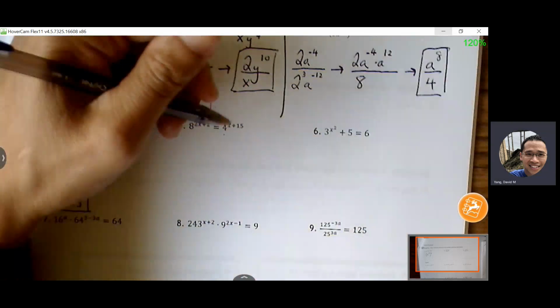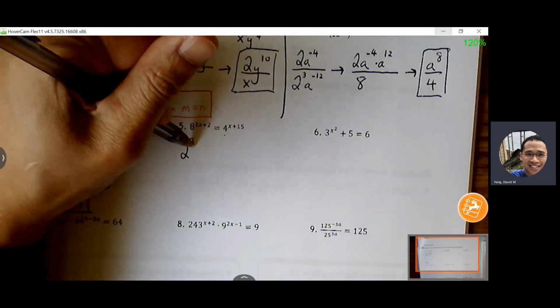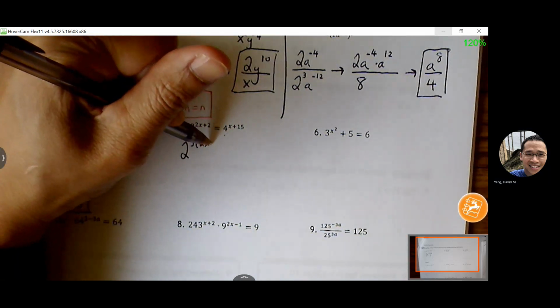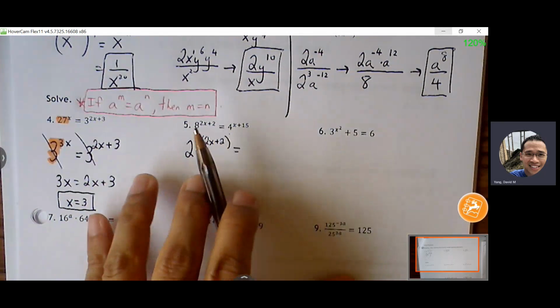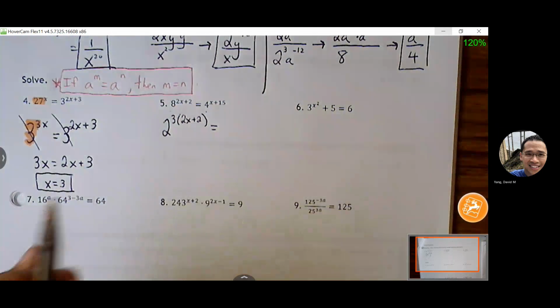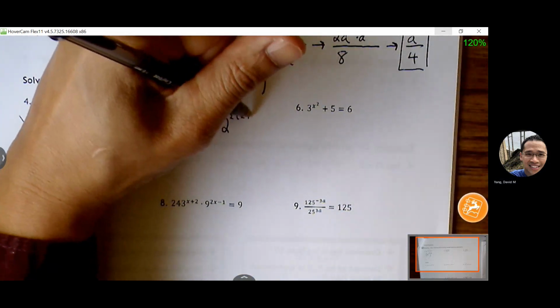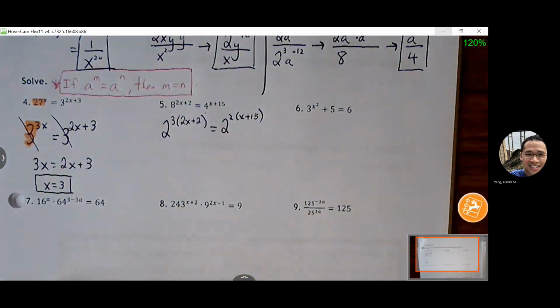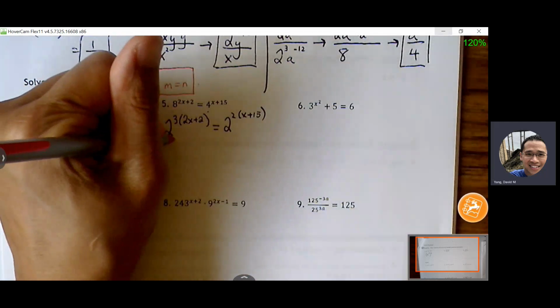2, right? So 8 can be rewritten as 2 to what power? Third. And then 4 can be written as 2 to the second. So if I make that adjustment, then I get the bases to match. I've adjusted the exponents, and now I can just focus on my exponent to help me solve for x.